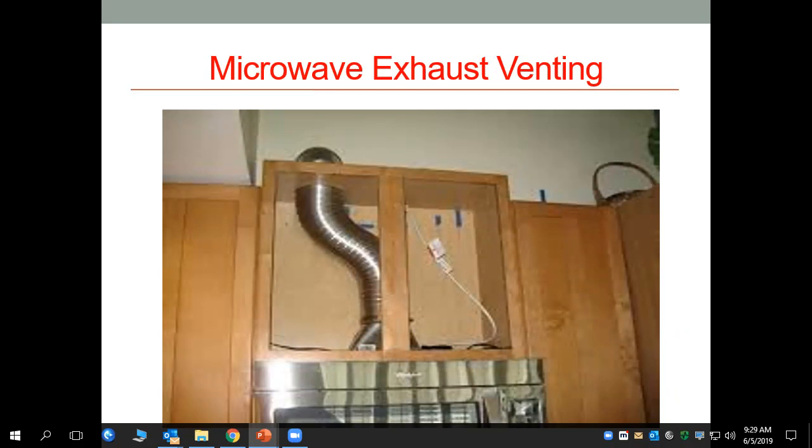So the code official told me that had this. He said it did pass. So I didn't argue the point. I showed him the part of the code. He knew the part of the code, but he showed me he had a letter from the Metalflex vent guy that said that it works.